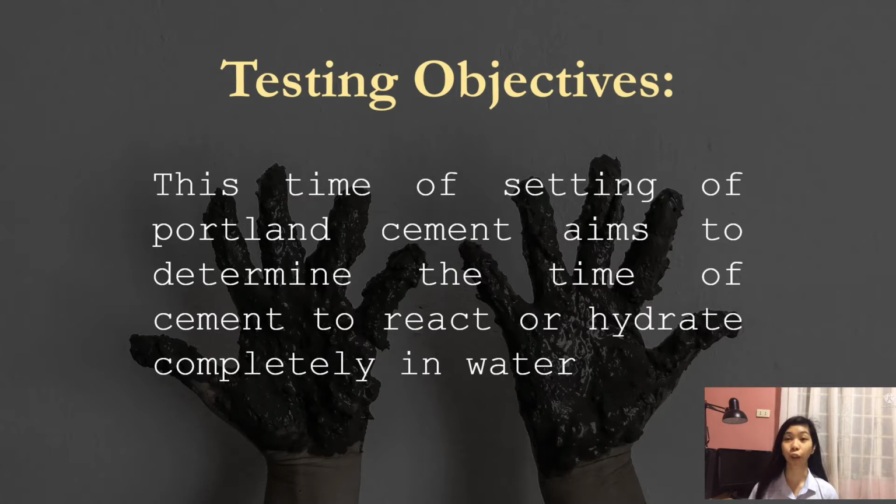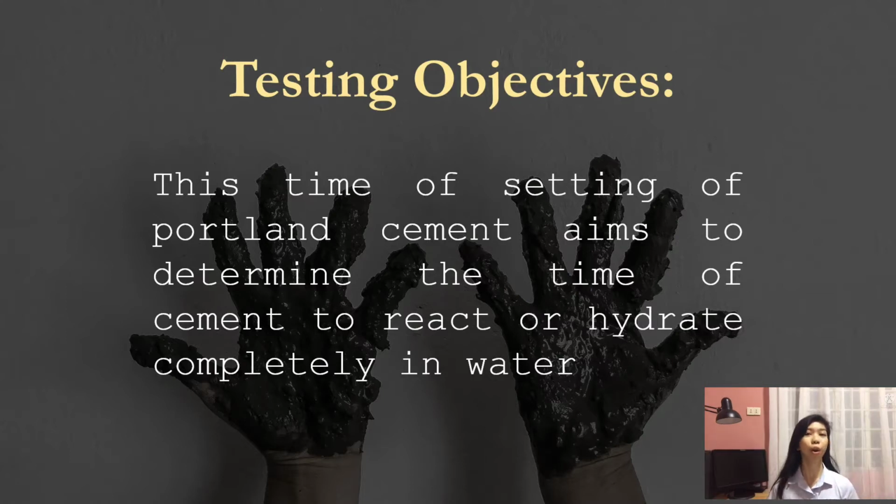Well, we put water in cement and this turns into some type of paste, and this paste can be molded into any shape and size. And as time passes by, this cement paste hardens, and that whole cycle is the time of setting of cement. So this whole procedure aims to determine the time it takes for cement to react or hydrate completely in water. It can also determine the initial and final set time of cement with respect to its plasticity and strength.